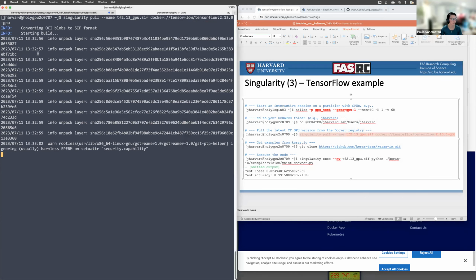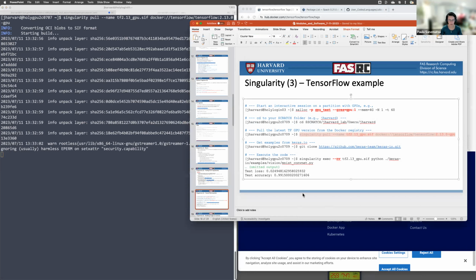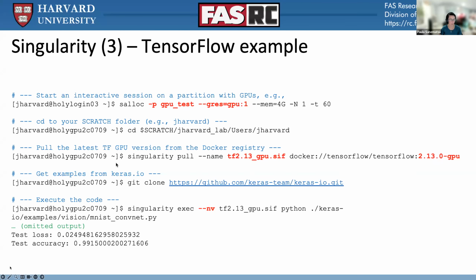Okay, and this is how it looks when you're trying to get an image. This is going to take a while. I just wanted to show how it works. Eventually, once you have the image downloaded, it will download to your Scratch directory or your home directory.